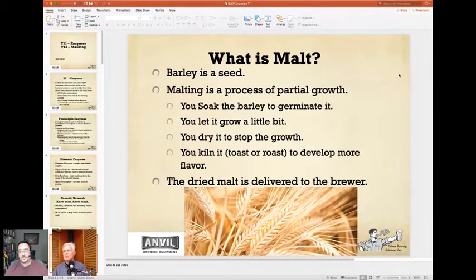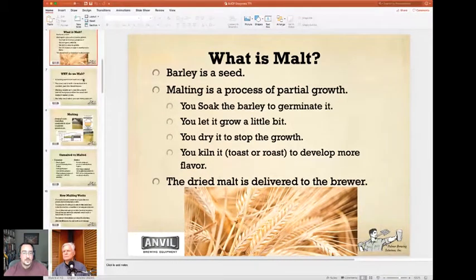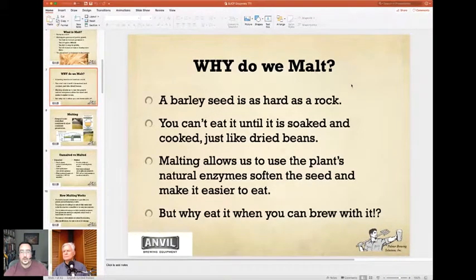So, no malt, no mash, but if you know malt, then you know mashing. So malting, enzymes, and mashing are all interrelated. And I want to take a step back now and let's talk about malting, to help you put this in context.